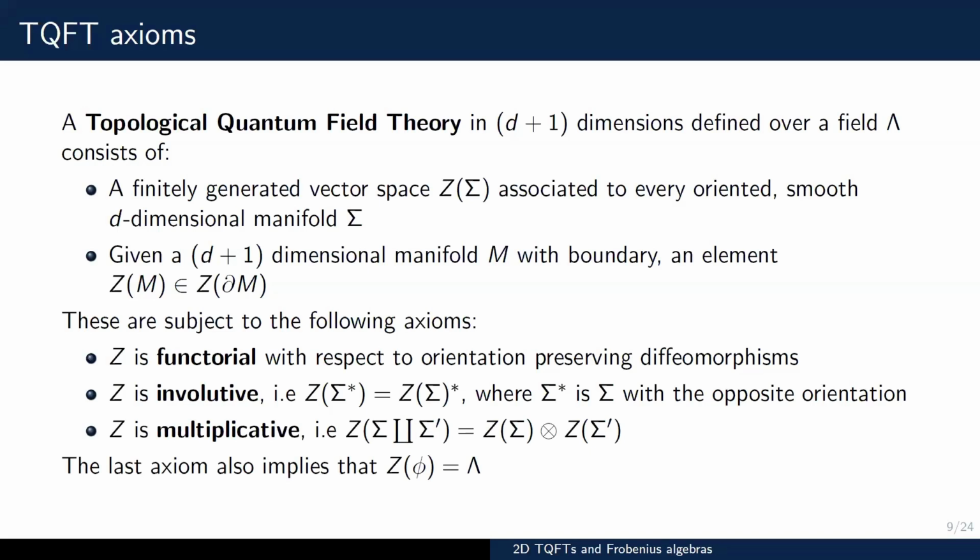Another thing that I would like to note is that in the original paper, Atiyah refers to this as a d-dimensional quantum field theory, not a d+1. But in some other papers that I referred to, there was some inconsistency between what to call it. I'm sticking with d+1 for now, but I don't think it matters. Just consistency is all.